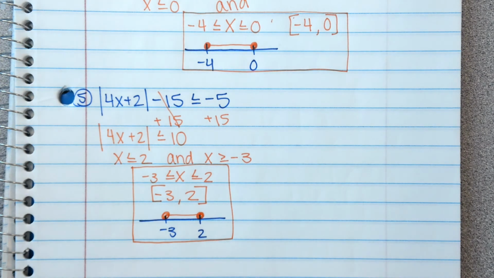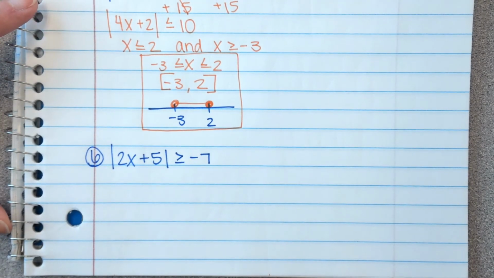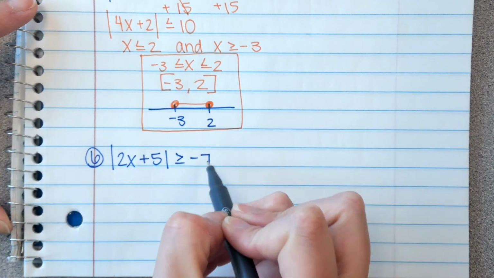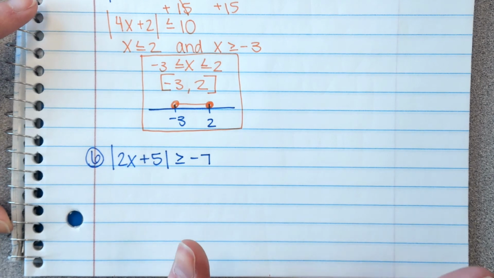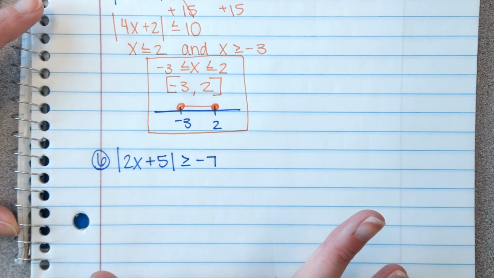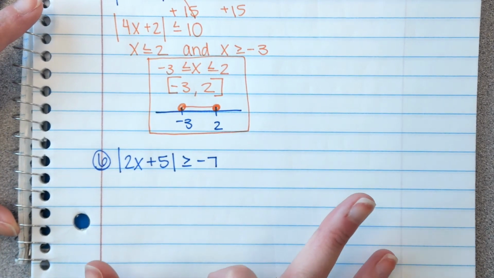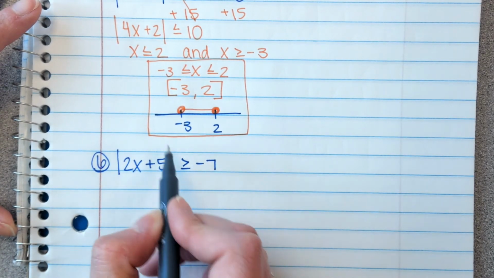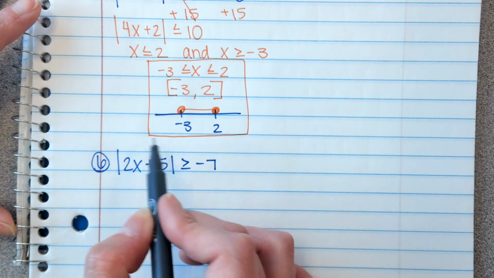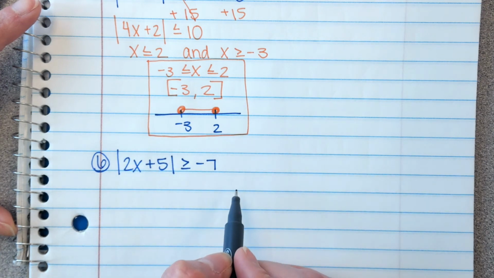Okay, number 6 is just a little bit different. Again, look at it. There's something a little different. It's that negative number on the right side of the inequality. And so let's think about this. Before we try to solve anything, let's just think about what we've got here. The absolute value of this quantity is greater than or equal to -7.